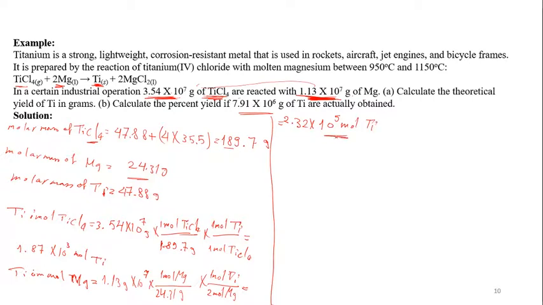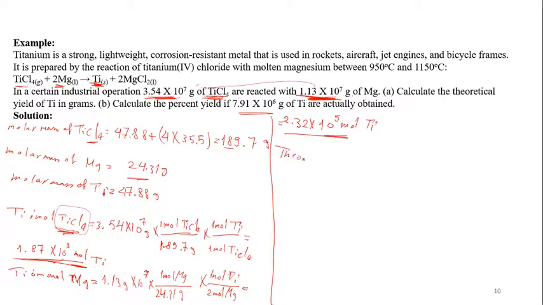Now if I compare this amount of titanium to that amount of titanium, I could see that my limiting reagent is titanium tetrachloride. This means if I convert the number of moles of titanium, in that case when I use this amount of titanium tetrachloride, I can know how much titanium theoretically is obtained.